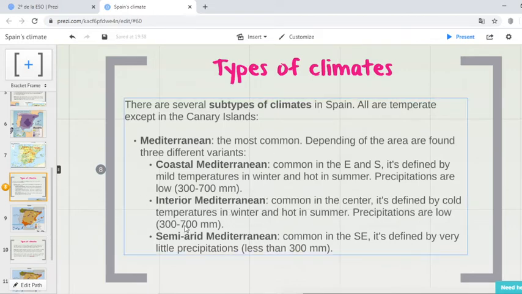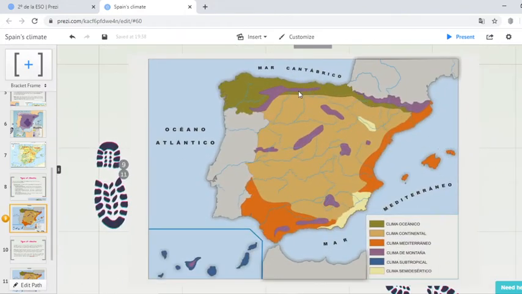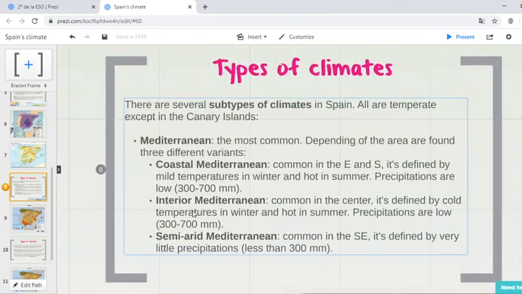In the interior Mediterranean climate, temperature variation is pretty high, basically because winters are pretty cold and summers are extremely hot. The interior Mediterranean is this light brown stain on the center of all the Iberian Peninsula. So yeah, as I said, the main difference is the temperature variation. Coastal Mediterranean temperatures are mild in winter, but with the interior Mediterranean, temperatures are fairly cold in winter.